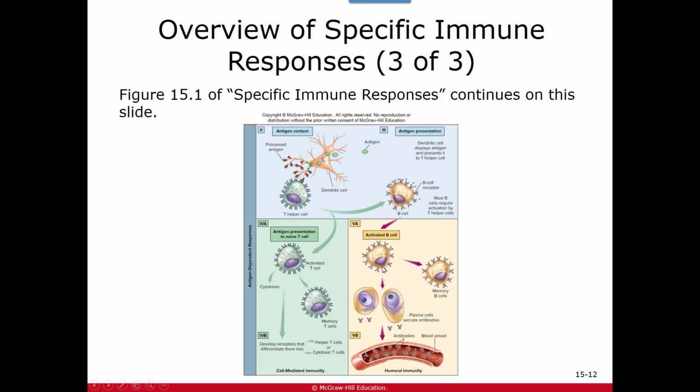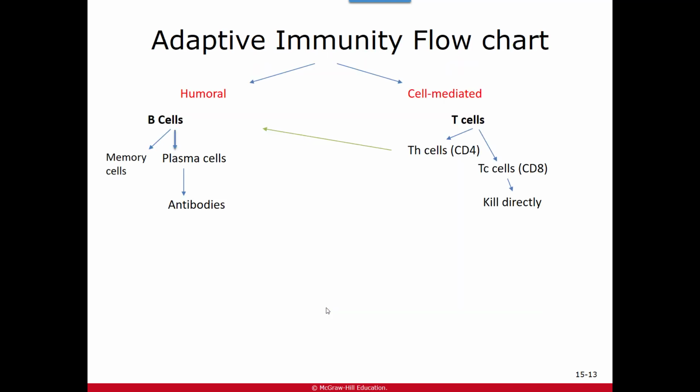And so activated B cells will make more of themselves. They're also going to make some memory cells. Activated T cells, same thing. They're going to make more of themselves as well as other chemicals, but they're also going to make some memory cells. So we're constantly trying to recognize foreign invaders, whether B cells or T cells.